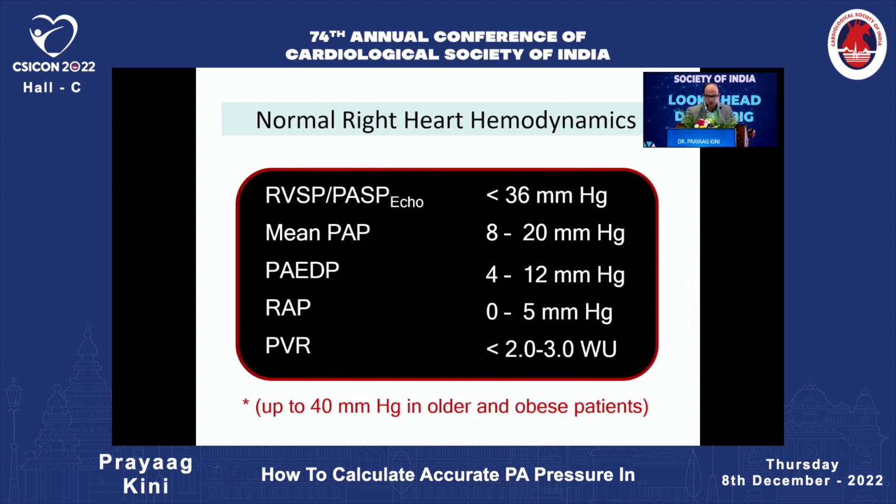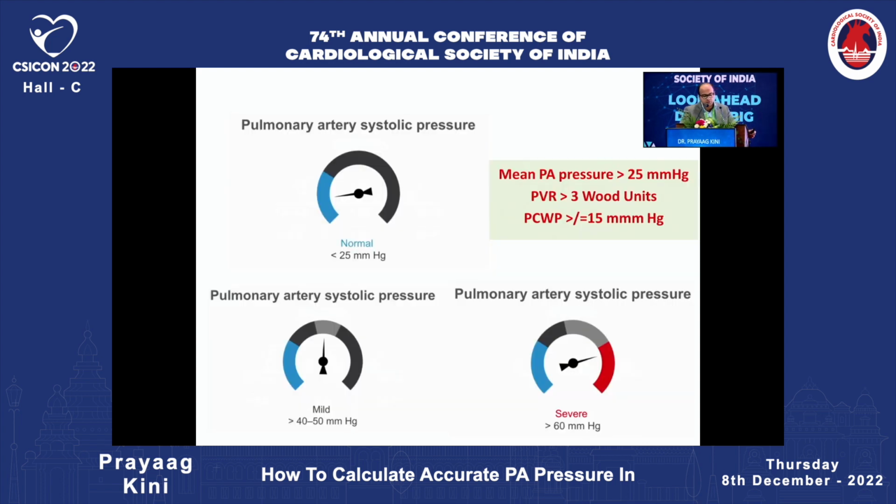Just to recapitulate, this is a normal right heart hemodynamics. The normal PAP is considered anything more than 25 millimeters of mercury at rest. And of course, we have the RAP and the PVR. So overall, this is again a thing asked in exams often for the DNB candidates. What is PAH? It's PVR of more than 3 Wood units and a wedge pressure of more than or equal to 15 millimeters of mercury.